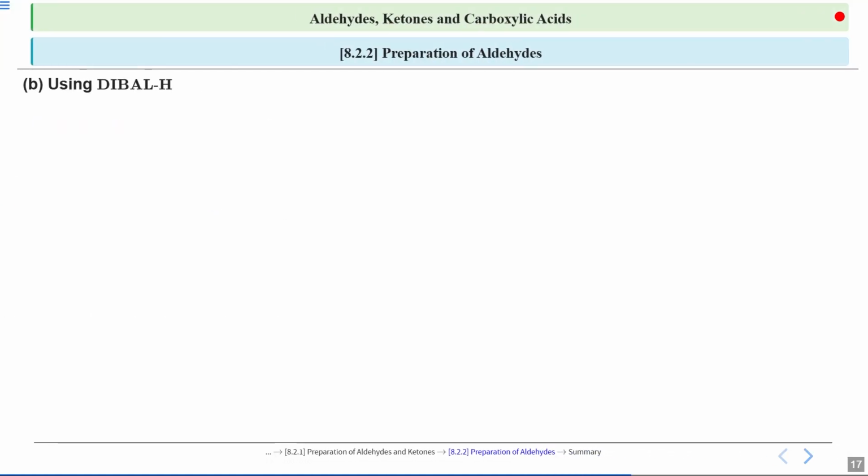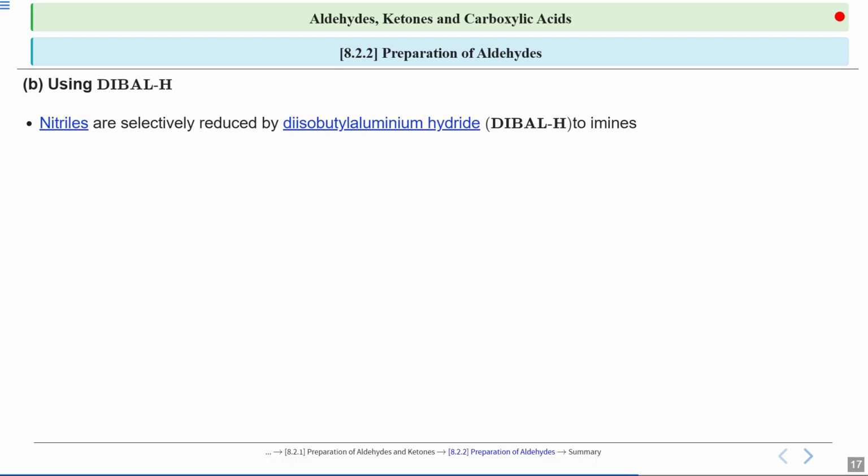Now we will see another one, which is using Dibal-H, or diisobutyl aluminum hydride. Nitriles are selectively reduced by Dibal-H to imines. If we focus on these steps, Dibal-H here is a mild reducing agent that allows us to stop the reduction at the imine stage rather than reducing it to an amine. So this is a mild reducing agent. Imines are hydrolyzed to yield corresponding aldehydes. Once we have our imines, the next step is to hydrolyze them to get the aldehyde.